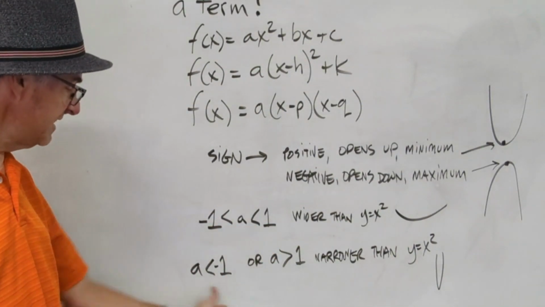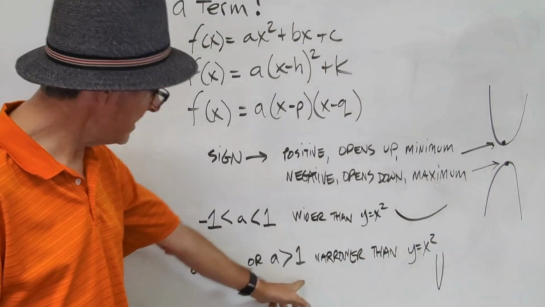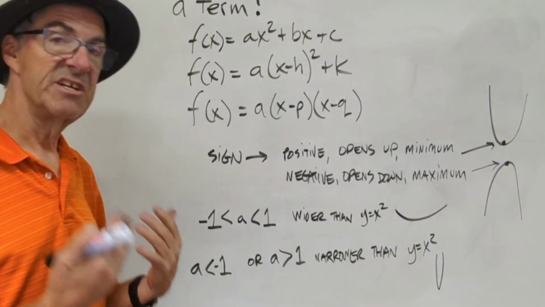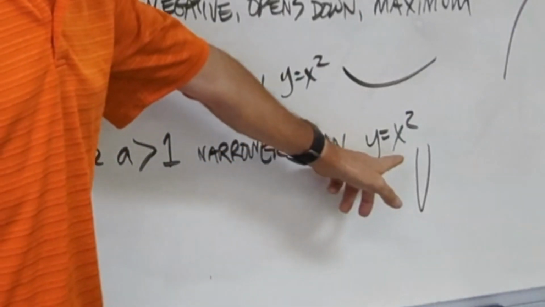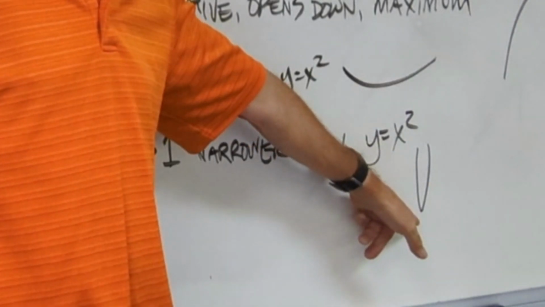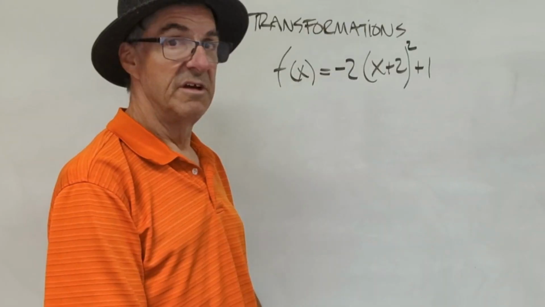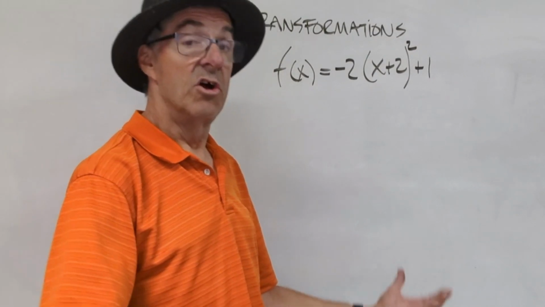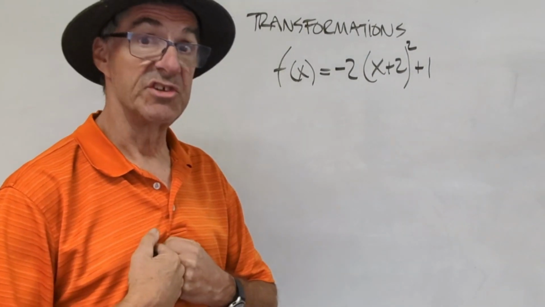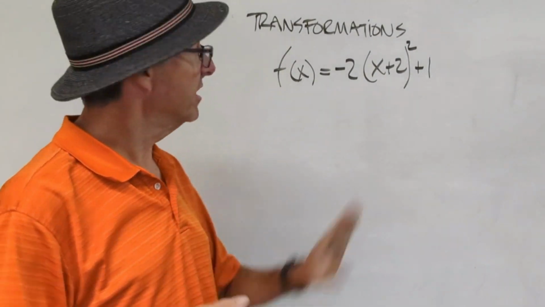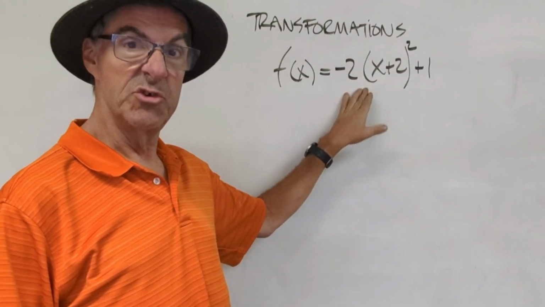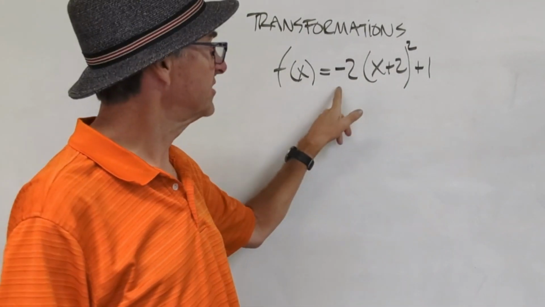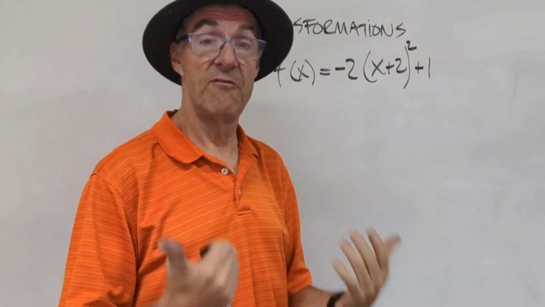Now, if A is less than -1 or bigger than +1, it makes a narrower parabola. So that's narrower than y equals x squared, and you might get something that looks a bit like that. So putting all that together, we talked about transformations of quadratics. And I want to use vertex form to do that quick discussion because vertex form is ideally suited for that.